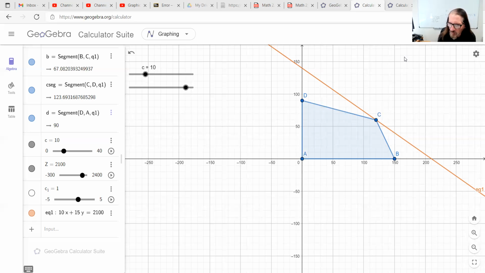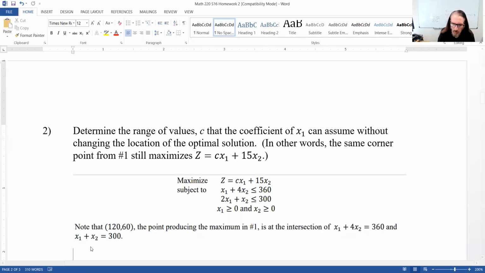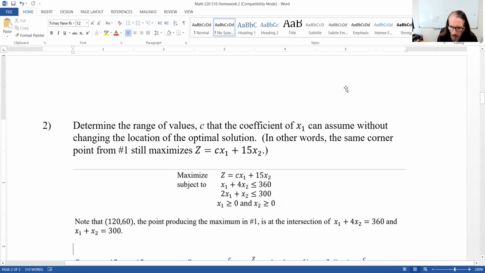So, focusing on the slopes, we're focusing on the slope of the objective function with this unknown value of c, and the slope of the two constraints that we're intersecting to produce that previous maximum at 120, 60. First of all, we're going to consider x sub 1 to be x and x sub 2 to be y, and we're going to solve for y in the objective function to find a formula for that slope.